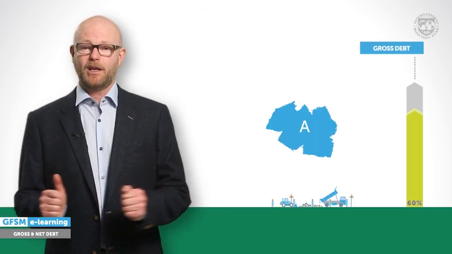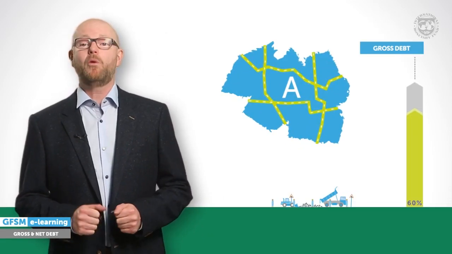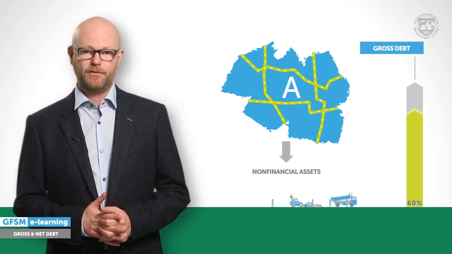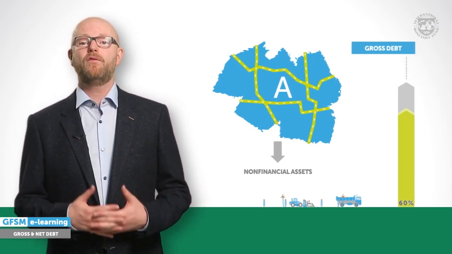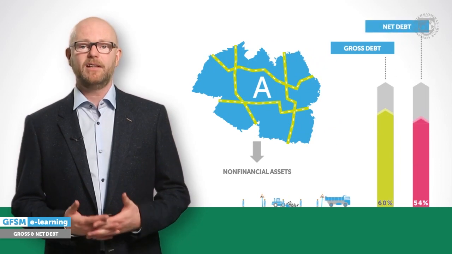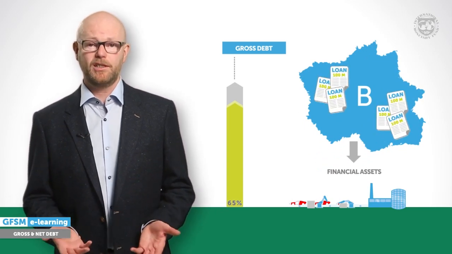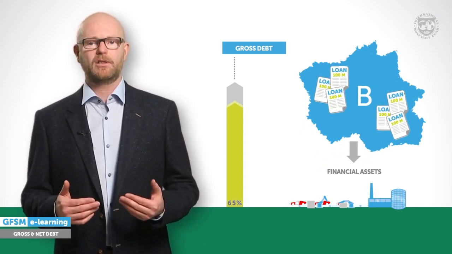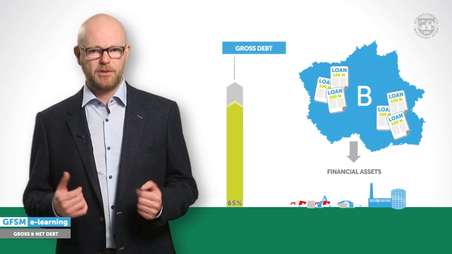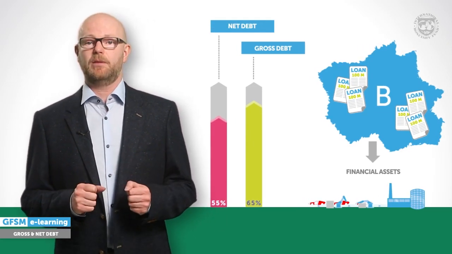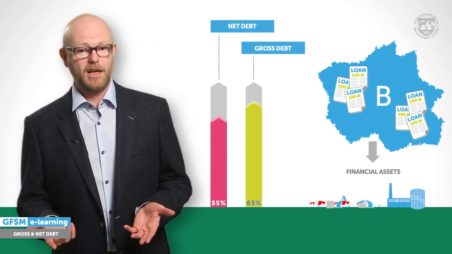So let's get back to our countries. With the new roads, country A acquired non-financial assets. While this investment could well be beneficial for future economic growth, there are no financial assets to be offset in the net debt measure. Country B, in contrast, acquired financial assets as it provided loans to its industry. Hence, it received a financial claim in return, and those 10% are counted in net debt, which is thus at 55% of GDP. That's lower than in country A.